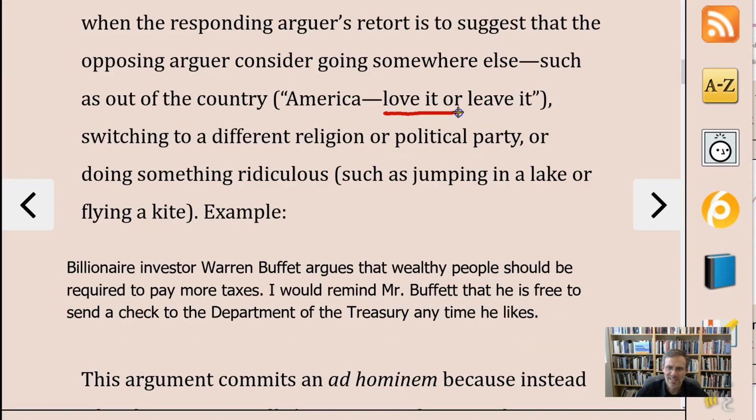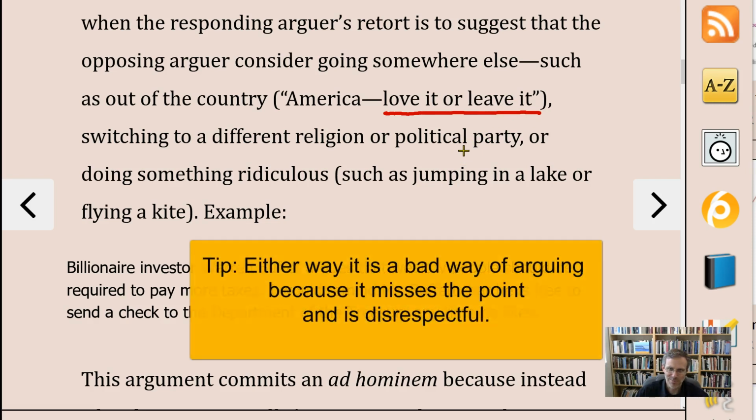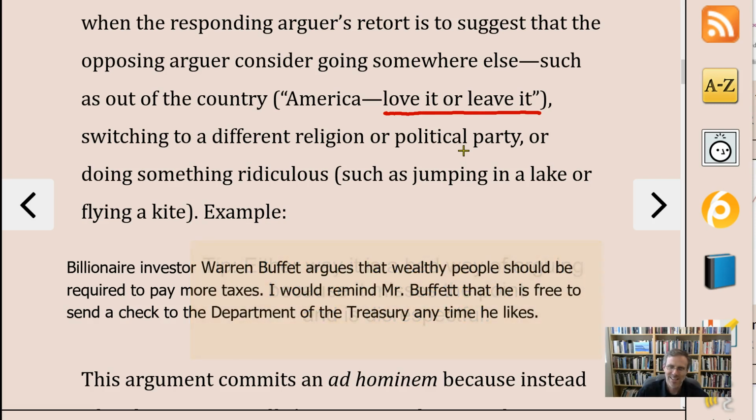Hurley includes the, quote, love it or leave it fallacy as part of the ad hominem abusive. I guess it works okay. I'm not totally convinced, but you might want to have that in mind in case Hurley uses it again. The idea is that someone makes a claim and you just abuse them by saying, well, get out of here if you don't accept what I believe.